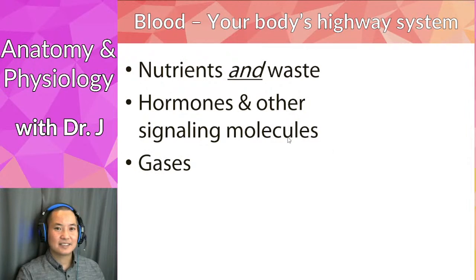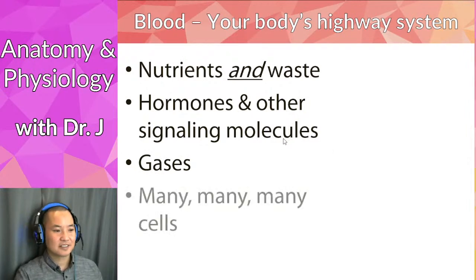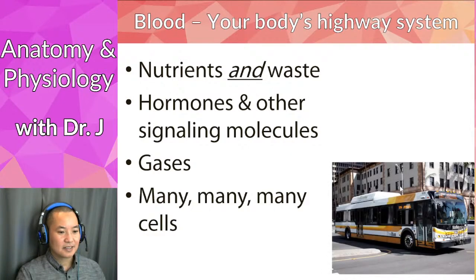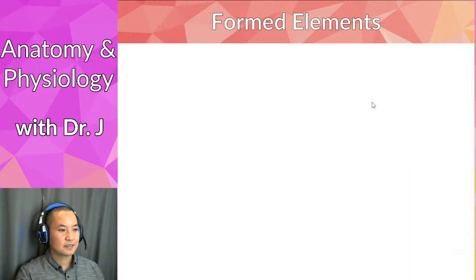And then gases such as carbon dioxide and oxygen, and many, many of these cells: our red blood cells, white blood cells, and platelets. So there are many different vehicles on our roads and many different purposes for these vehicles, many different passengers and cargo. Same with our blood and all the cells and everything else that floats in our blood. Many things are carried through our blood system so that we're able to transport things through our body efficiently.